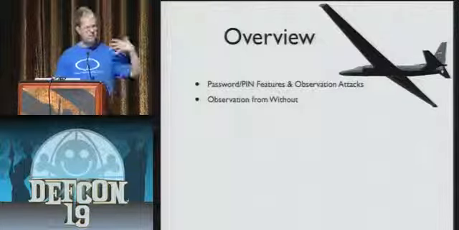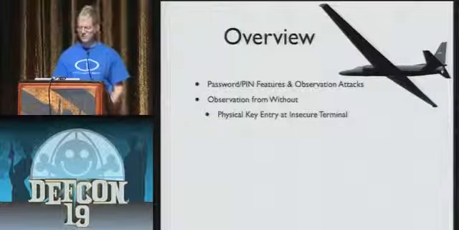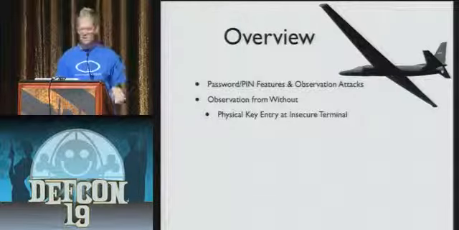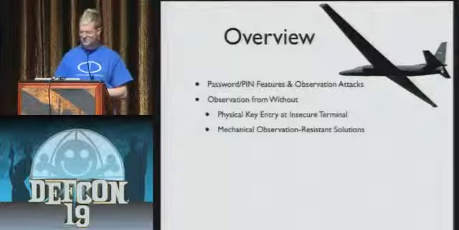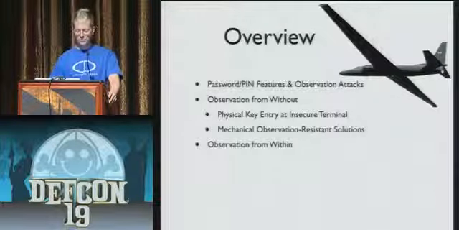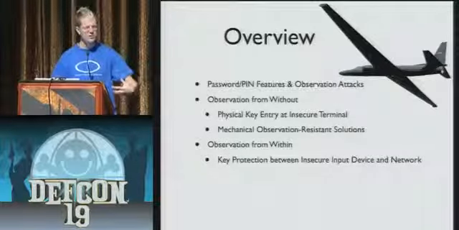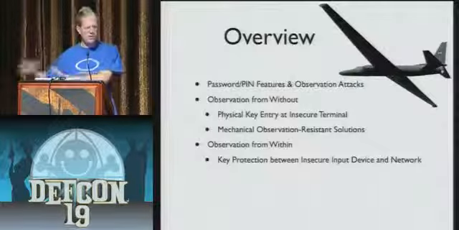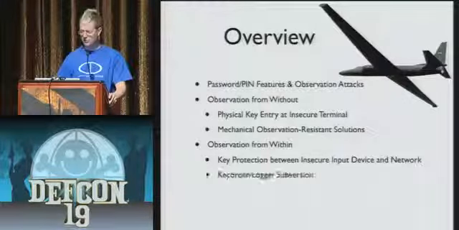So first of all, being observed from outside. So physical key entry at an insecure terminal, and some mechanical and electromechanical observation-resistant solutions to that problem. Secondly, observation from within a compromised terminal. So being watched from the inside and protecting your key between your insecure input device and the network and the bank and whatever, where you can secure it, or you can do a better job of securing it.